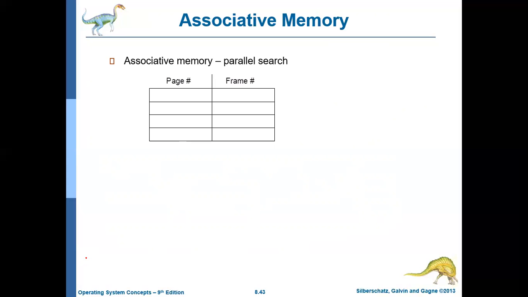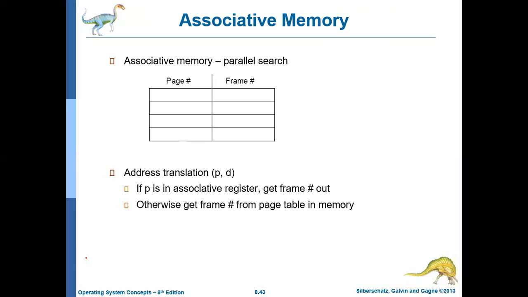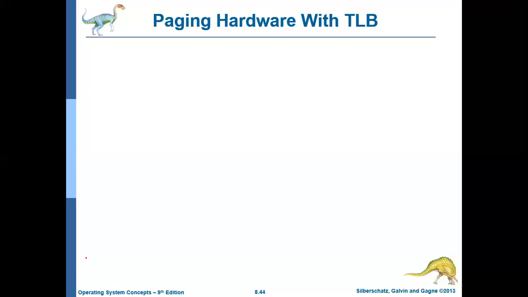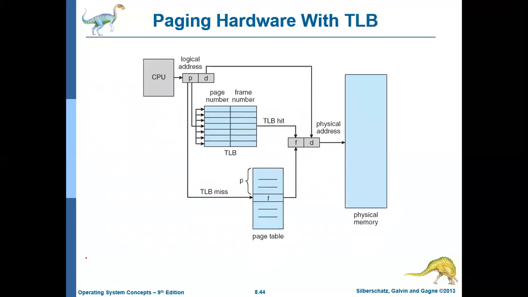So to replace, we have to identify which should be replaced. For that, we can use techniques like LRU, least recently used entry, or round robin, or we can randomly update an entry. Okay, so this is how the TLB works. So this diagram shows clearly exactly how TLB works.